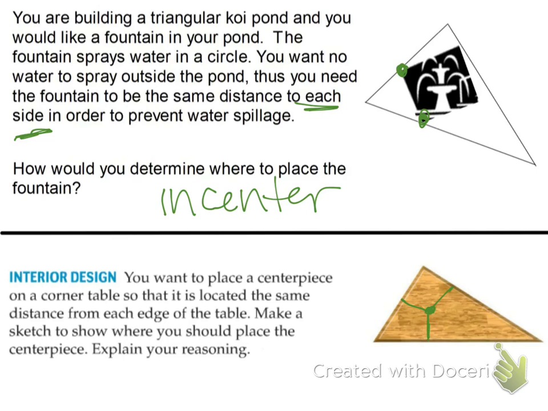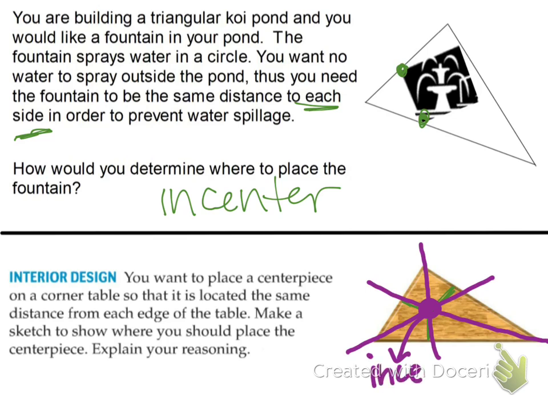So if I were to draw a point that was equal distances, probably the right way to do this is to draw in all of these angle bisectors. So if I draw all of those angle bisectors in, this is the point of concurrency. That is our in-center. And our reasoning would be because they're equal distances to each side.